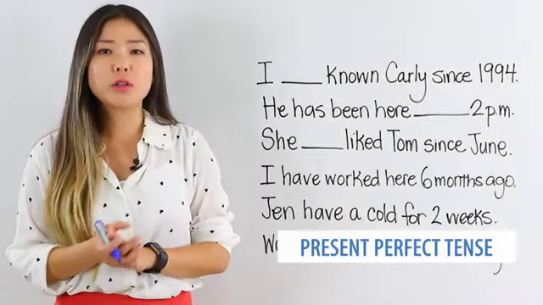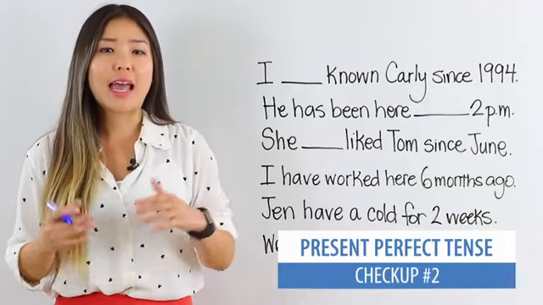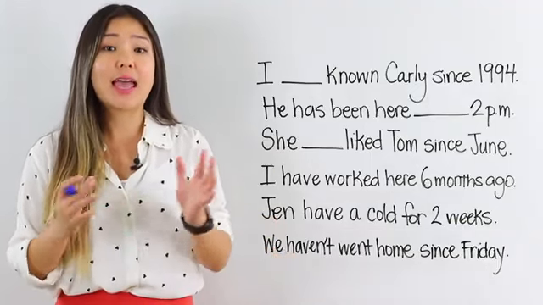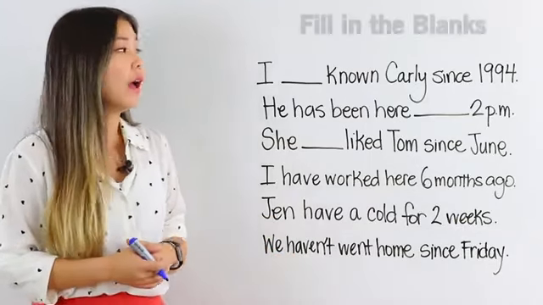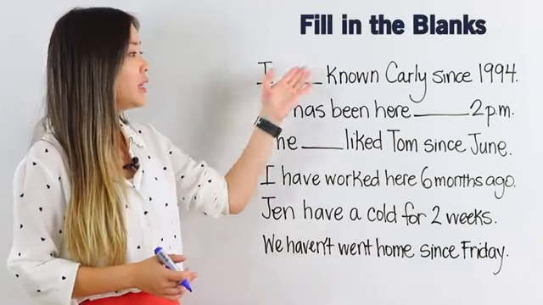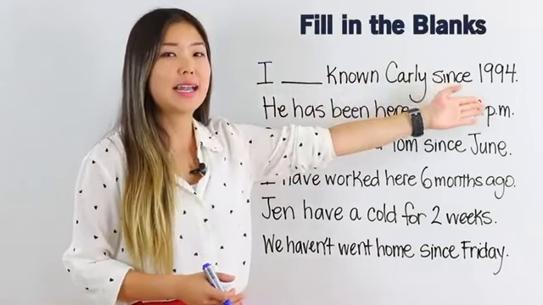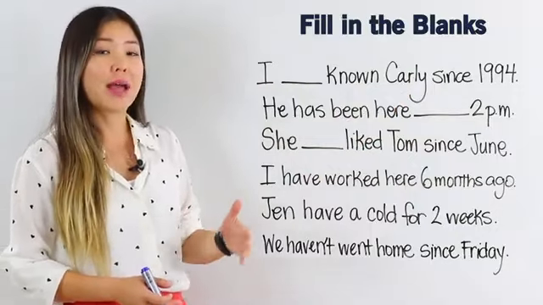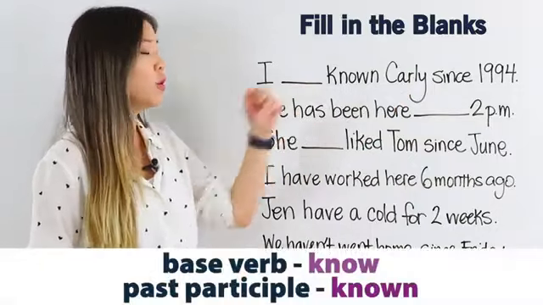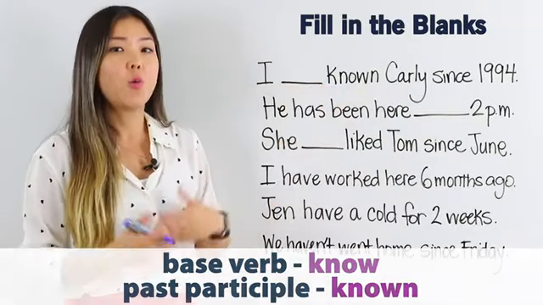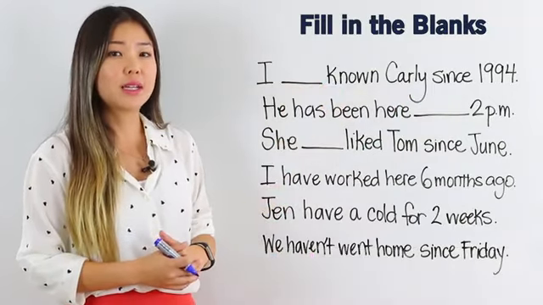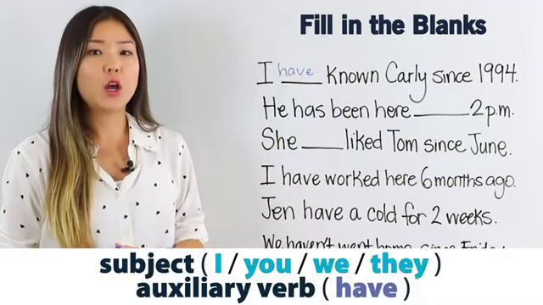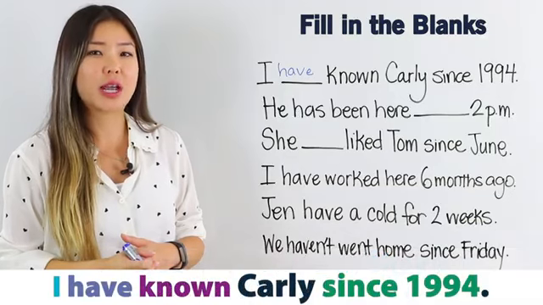In this checkup, we'll talk about the present perfect tense and how it can be used to describe an action that started in the past and is still true today. The first sentence says, I blank known Carly since 1994. The subject is I, and we already have the past participle of the verb know, which is known. What are we missing? The correct answer is have.